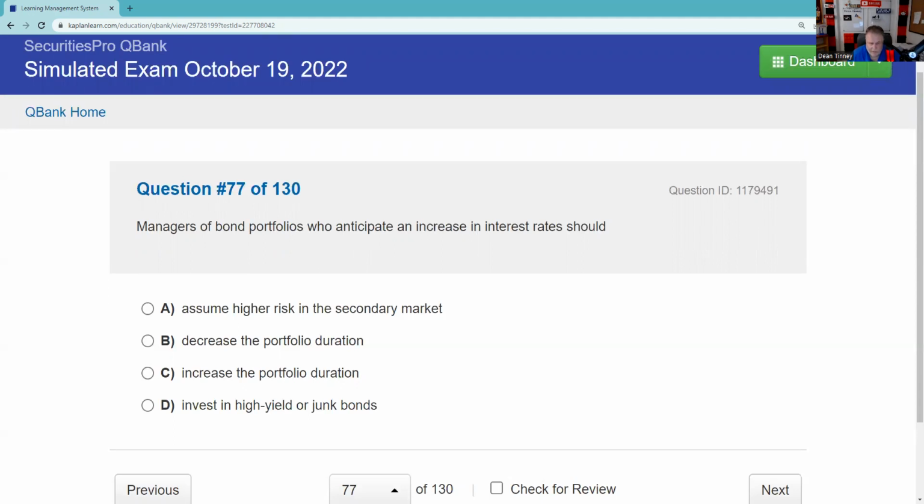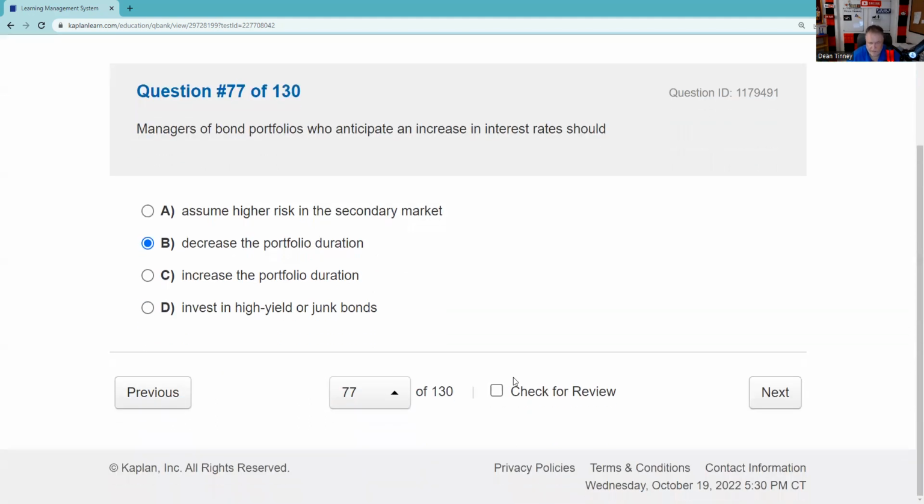But remember, duration is a function of maturity. So if you think interest rates are going to go up, you would reduce your exposure to longer term bonds. And by doing so, that would decrease the volatility. As I said, the fancy word for that is duration. Duration is a fancy word for volatility. And you should just know that, again, longer term bonds with lower coupons have a higher volatility, therefore they have higher duration.